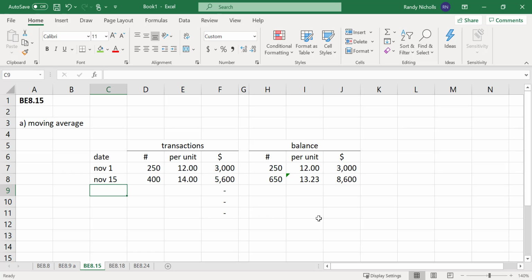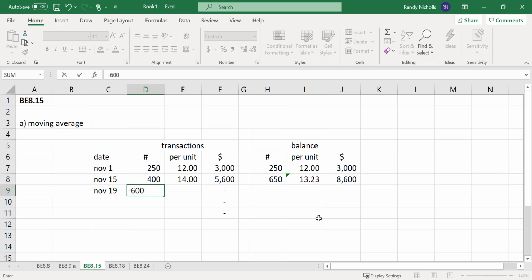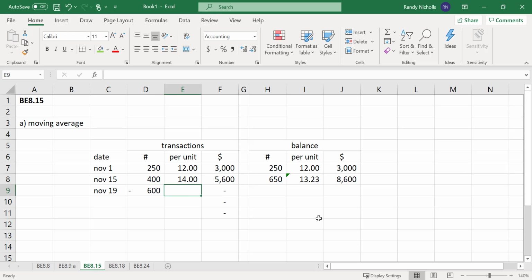My next purchase is November 23rd, but my sale occurred November 19th, so it's important to do these in date order when you're using these so you can track what happens. So 19th is a sale. I sold 600. Now, if I'm using weighted average, the per unit amount is what's sitting in my inventory. So it's the $13.23. So the $79.38 is what's going to come out of my inventory: 600 units at the average cost of $13.23.